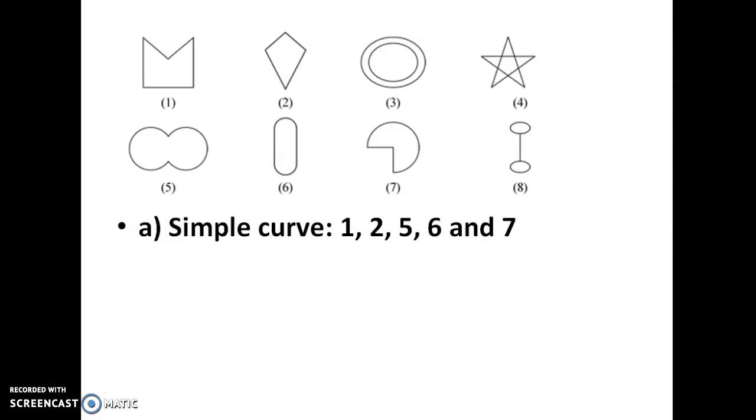Okay, so simple curve means without taking our pencil, how we can draw this. So first one we can draw without taking our pencil. Second one also we can draw. Third one we can't. Okay, so we have to take the pencil. Fourth one also we can't. Fifth, sixth, seventh we can. Eighth one we can't. So 1, 2, 5, 6, 7 are the simple curve.